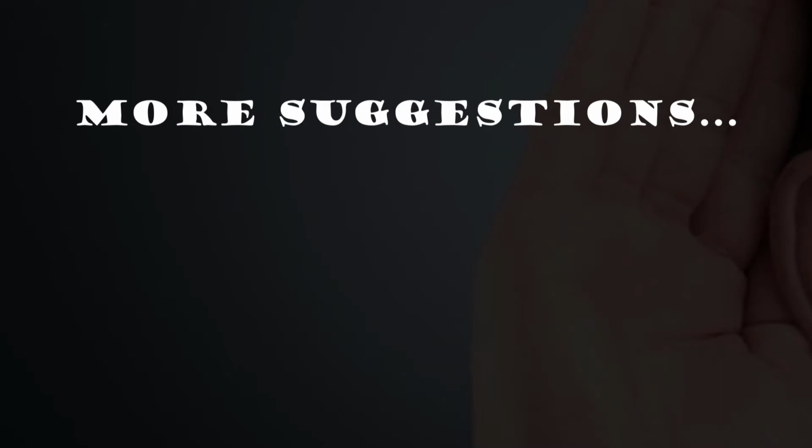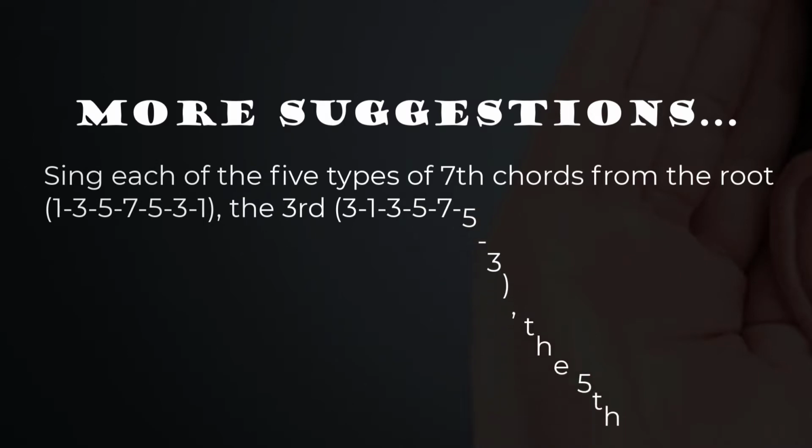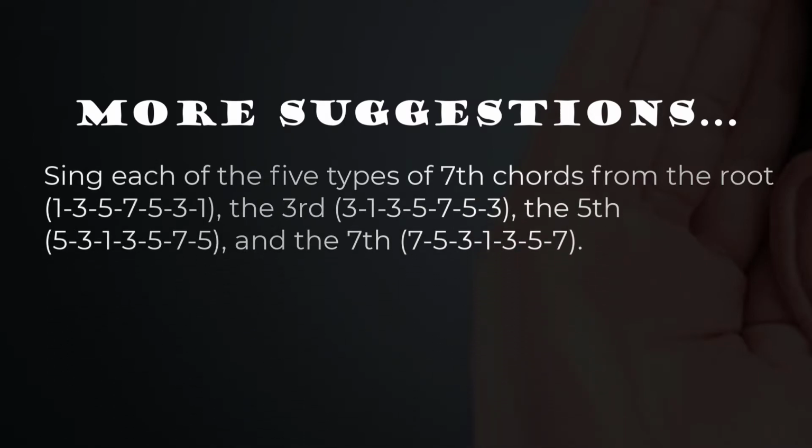Next week, we will learn how to sing each of the 5 types of 7 chords, starting from the root, the 3rd, the 5th, and then the 7th note. One of the ways you can practice how to identify chords is to learn how to sing them using any vowel sounds like la, la, la. For example, if you want to learn how to identify a major 7 chord, you can sing each of the notes from the 1st, the 3rd, the 5th, and up to the 7th note, and back down to the 1st note. You can do something like this: la, la, la, la, la, la, la.